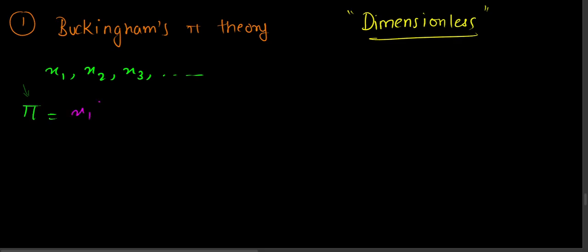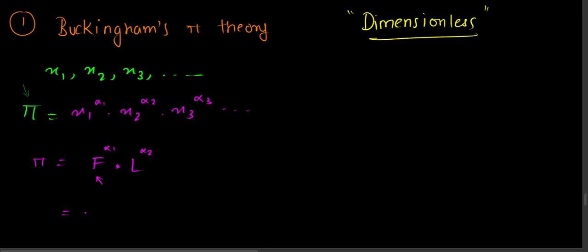So we have x1 raised to alpha 1, into x2 raised to alpha 2, into x3 raised to alpha 3, and so on. So what we want to do is find out alpha 1, alpha 2, alpha 3 in such a way that all these equations turn out to be dimensionless. So suppose, for example, let's say we have pi equals force times length. Now we want force raised to alpha 1 and length raised to alpha 2 to be a dimensionless quantity.